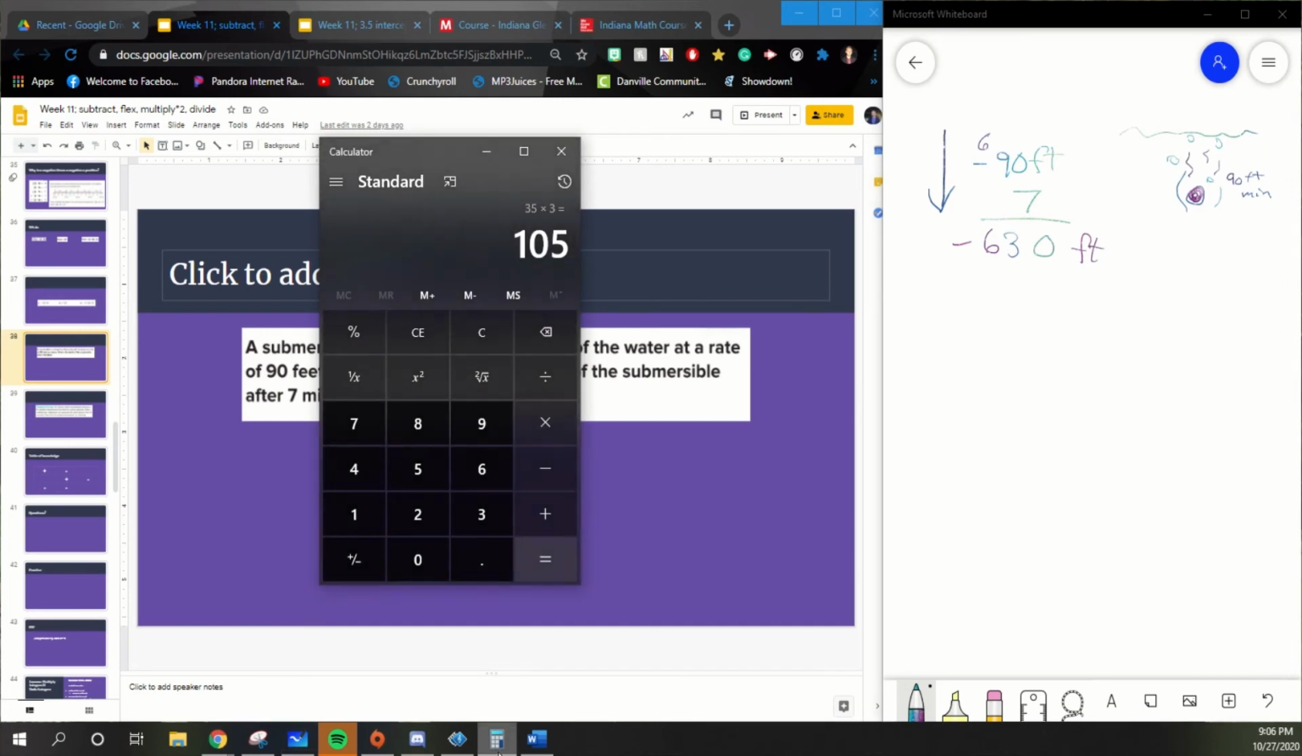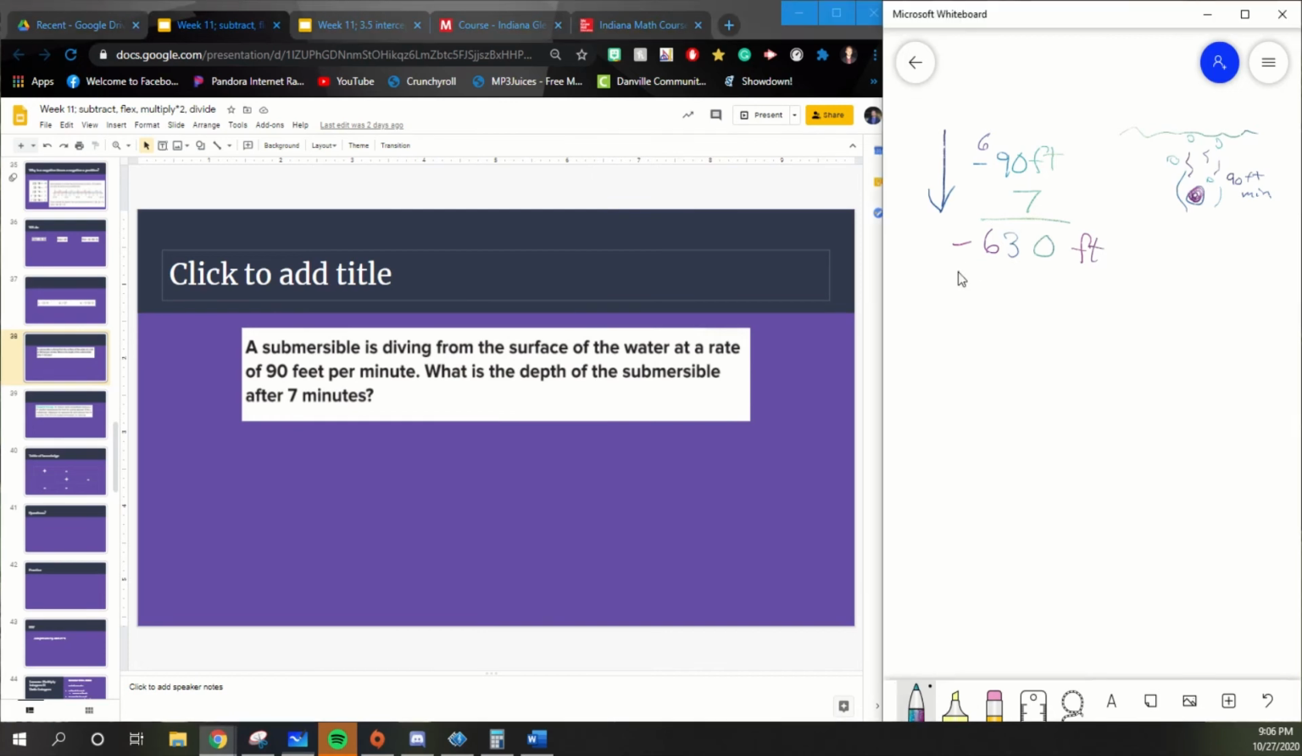Let's double check our answer. By doing 90 times 7, we get 630. Absolutely. So negative 630 feet below the surface. So 630 feet below the surface, or negative 630 feet.